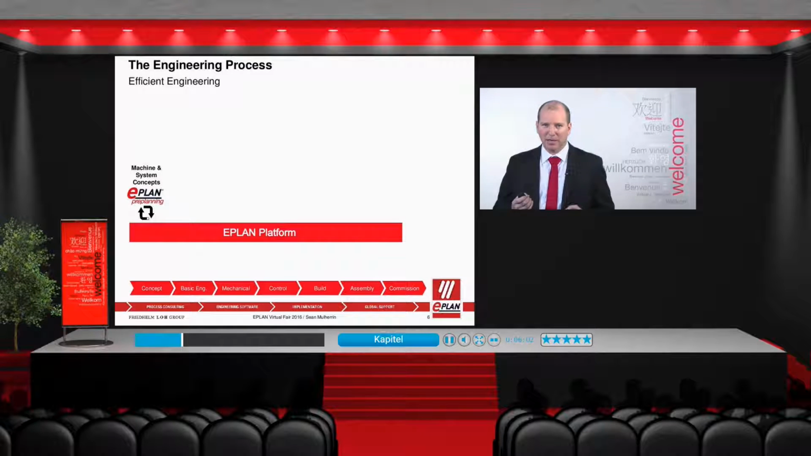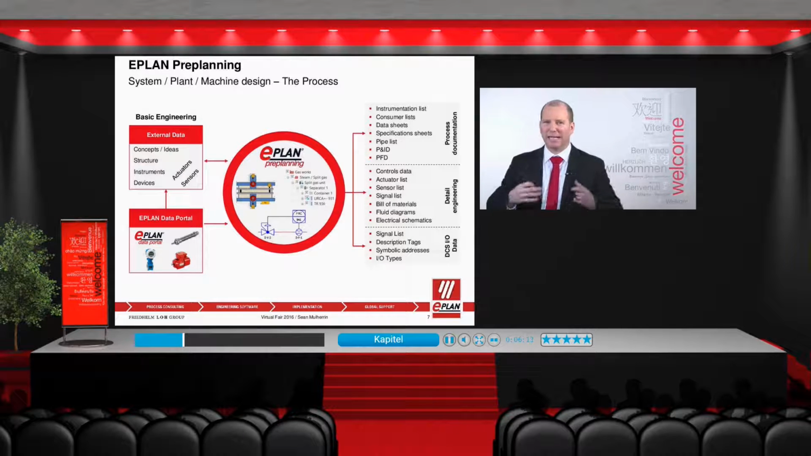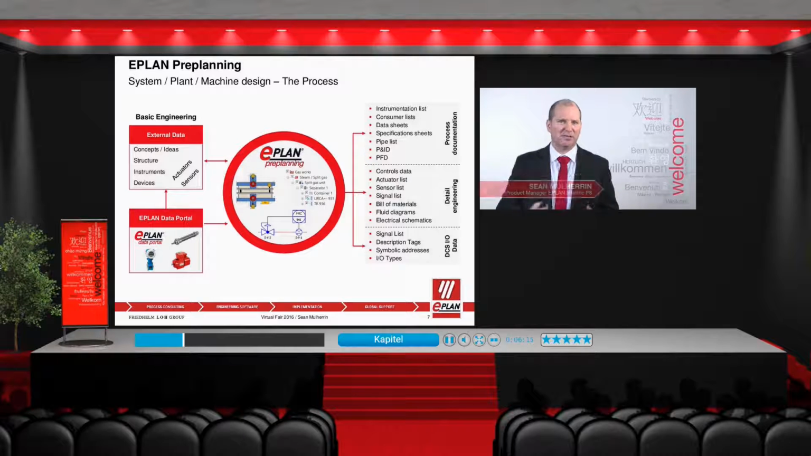EPLAN pre-planning allows you to capture data right up front during the concept of the machine. What you can do is you can take existing data. For example, a lot of customers already have lists of motors, lists of sensors, lists of instruments. They can take that data and simply import it in pre-planning, build up their structure, and start working in an environment that already has their existing data, so they don't have to re-enter it again.